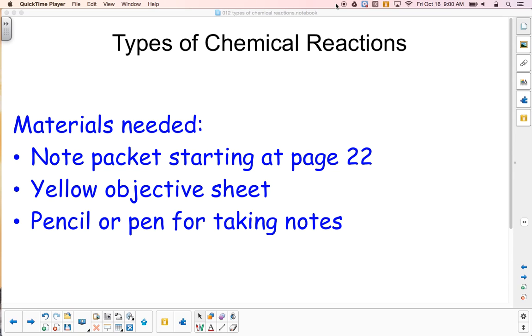For this lesson, you will need your notes packet starting at page 22, your yellow objective sheet, and a pencil or pen for taking notes. You may also want to have your periodic table handy so you can look up charges of different ions.